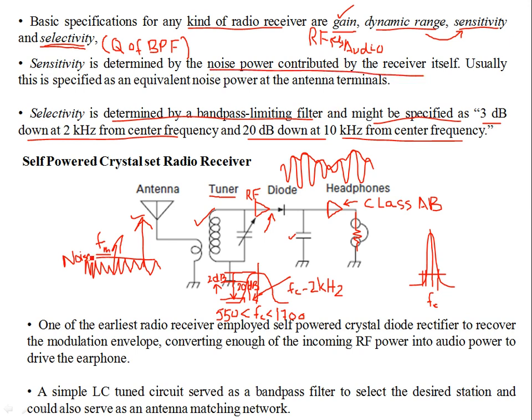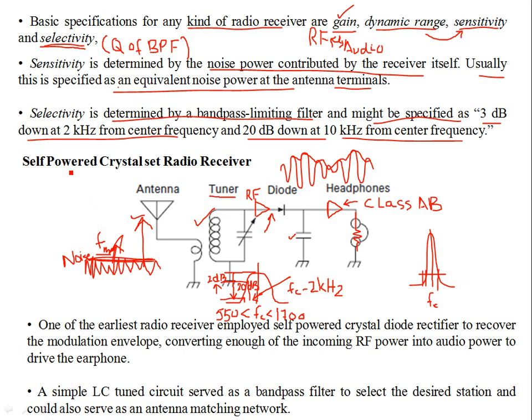So for the sensitivity, you're considering the noise floor, okay, and how weak a signal, with a strength comparable to this noise floor, can be detected and demodulated by the receiver determines the sensitivity. And usually this is specified as an equivalent noise power at the antenna terminals.